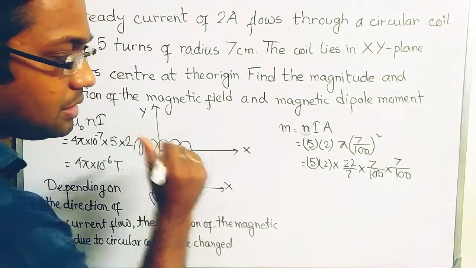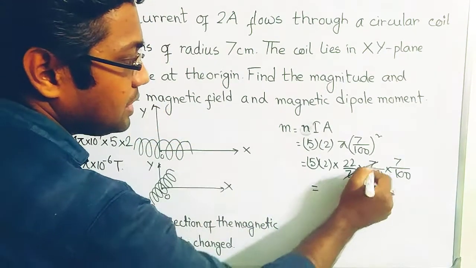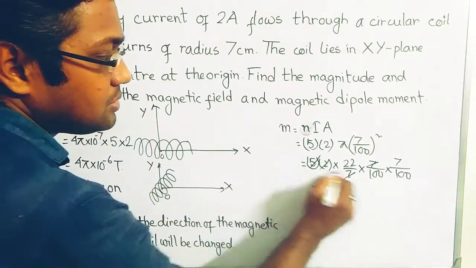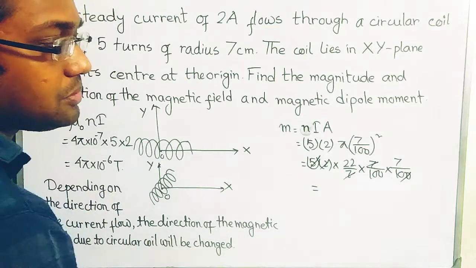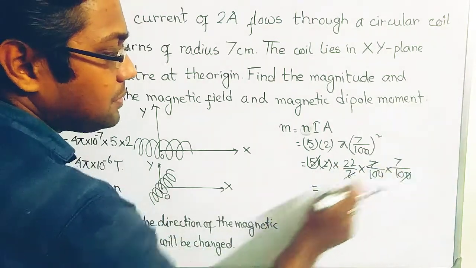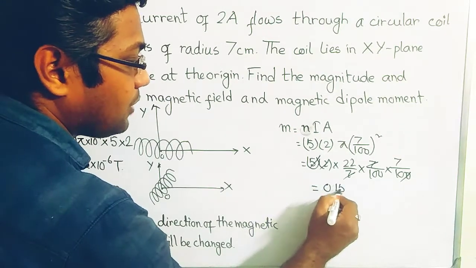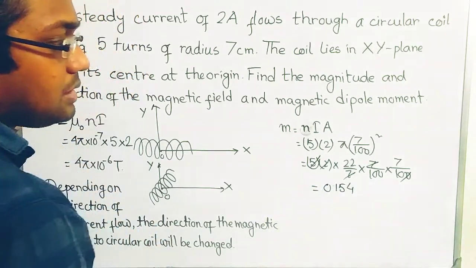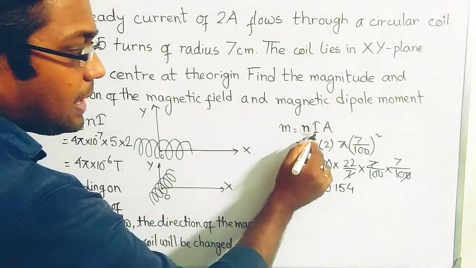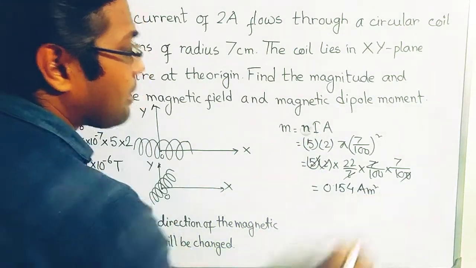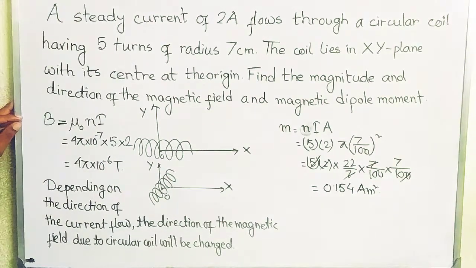So here this 7 and this 7 cancel out. 5 into 2 is 10, so I can just cut one 0 here. So 22 into 7 is 154, 154 divided by 1000 will be 0.154. The unit of it will be ampere into meter square. So this is the magnetic dipole moment.